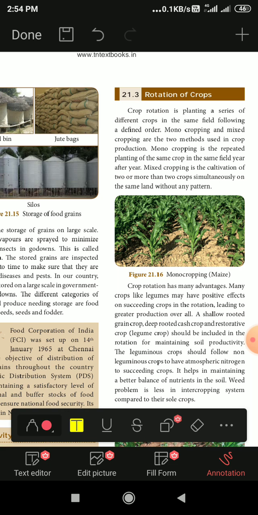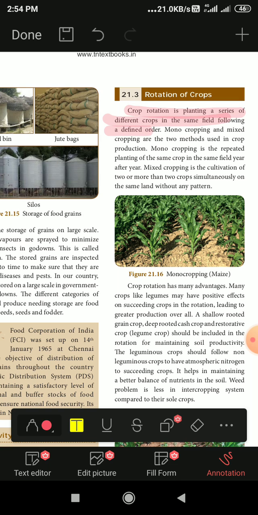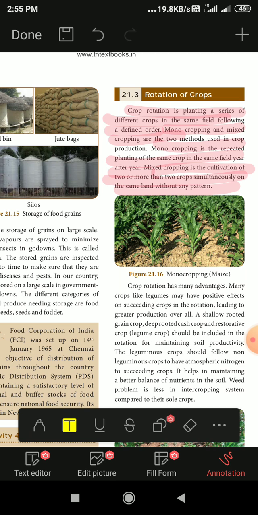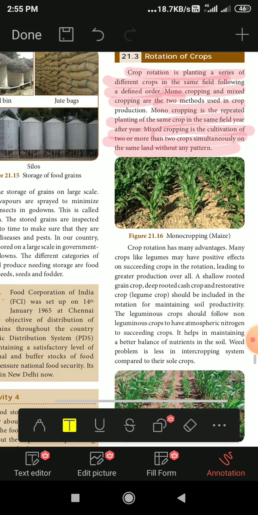So crop rotation is the planting of a series of different types of crops in the same field following a defined order. And there are two types of cropping: monocropping and mixed. Monocropping is the repeated planting of the same crop in the same field year after year, and mixed cropping is the cultivation of two or more crops simultaneously on the same land without any pattern. So that is two types of rotation of crops.